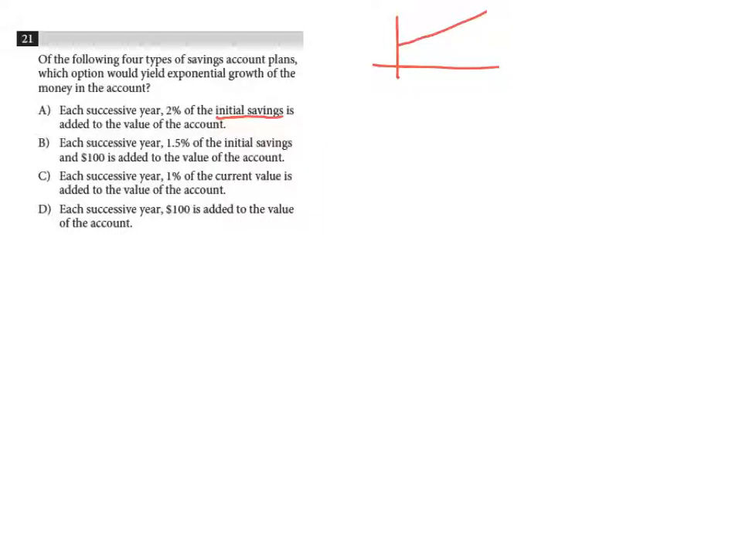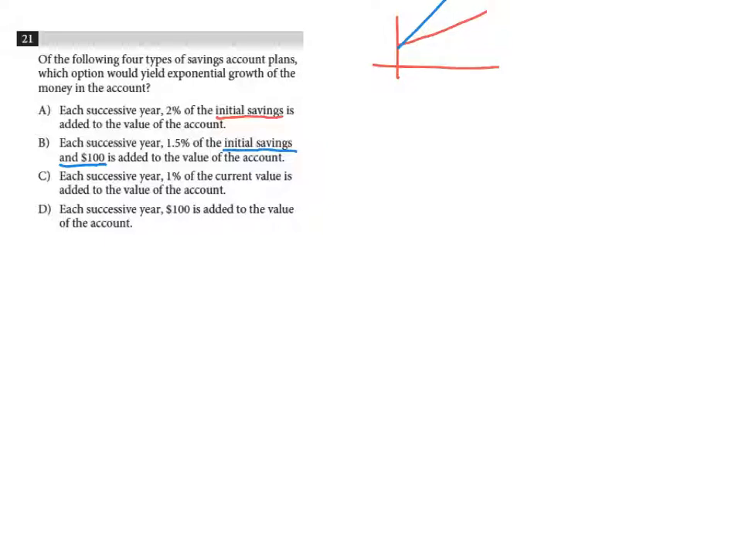B. Each successive year, 1.5% of the initial savings and $100 is added to the value of the account. Okay, well, again, we're basing this off of the initial savings, even though you're adding $100, right? So it'll be the same. It'll be linear, but it'll be a greater increase.